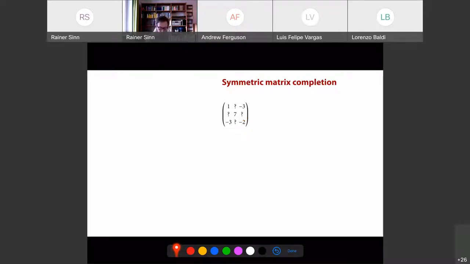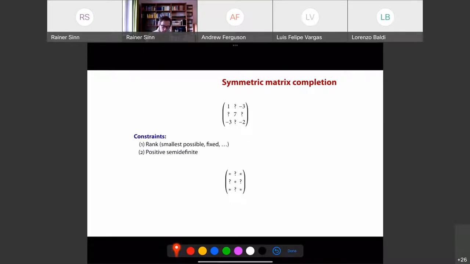But you can ask, of course, other questions. What is the smallest possible rank that you can complete such a matrix to? Sometimes in some contexts, it's interesting to ask if it has a positive definite completion, which in this case, of course, does not have either. So these are the types of questions that you can ask.